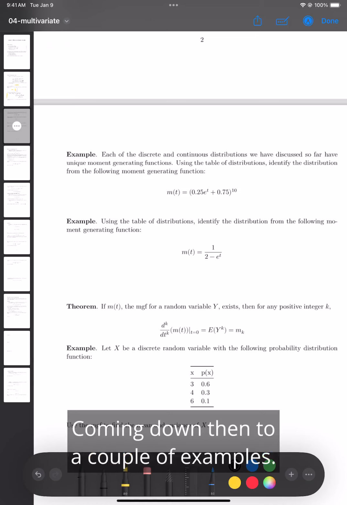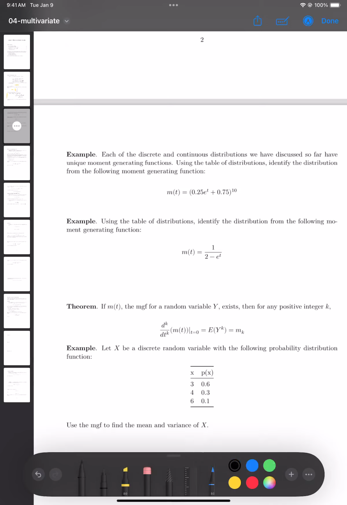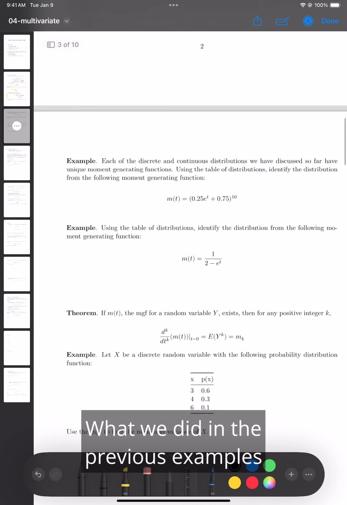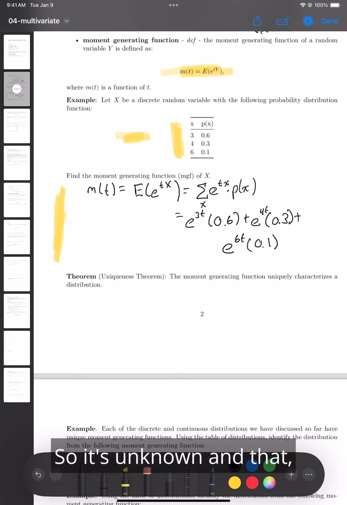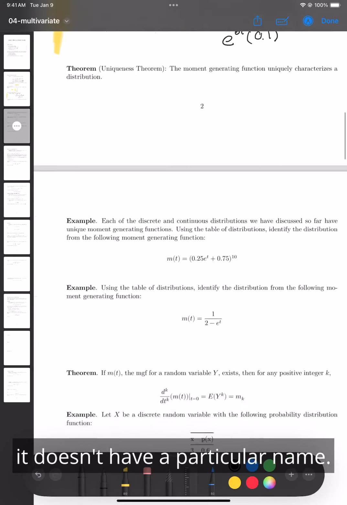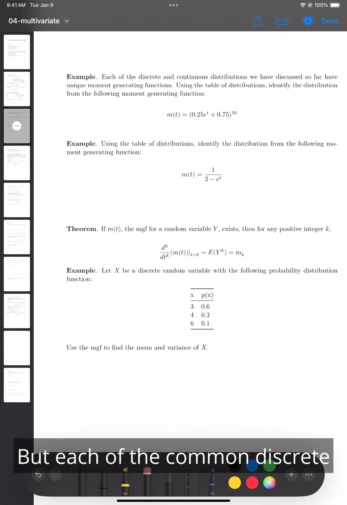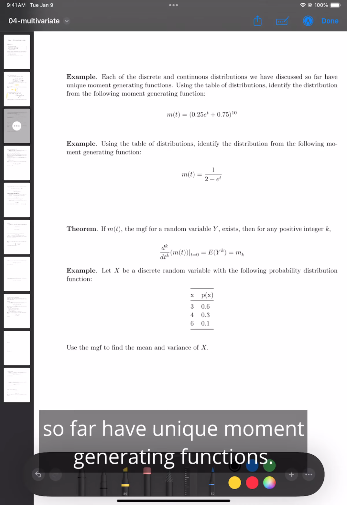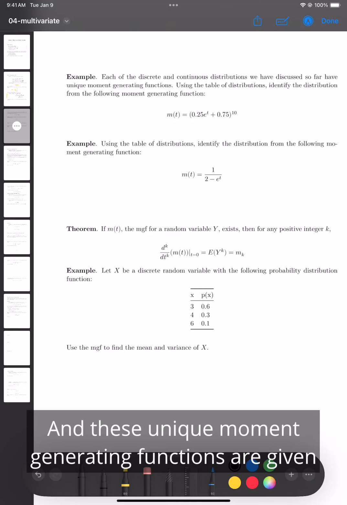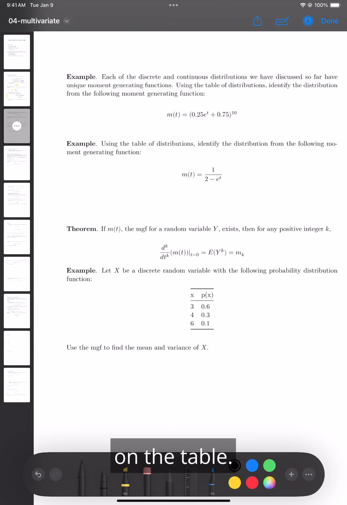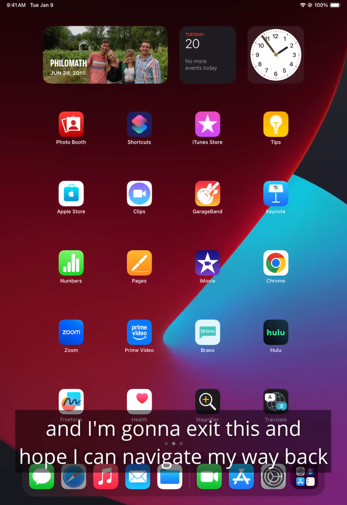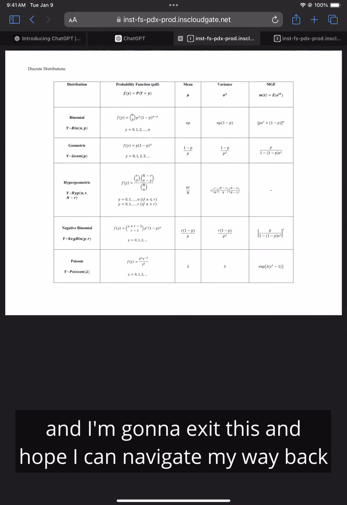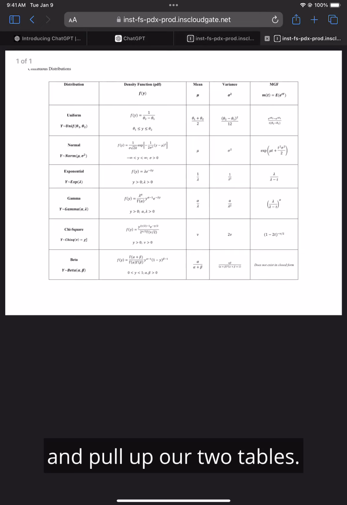Coming down then to a couple of examples. What we did in the previous example was we had this unknown distribution, unknown in that it doesn't have a particular name, but each of the common discrete and continuous distributions that we've discussed so far have unique moment generating functions. And these unique moment generating functions are given on the table. So I'm going to risk it for the biscuit, and I'm going to exit this and hope I can navigate my way back, and pull up our two tables.